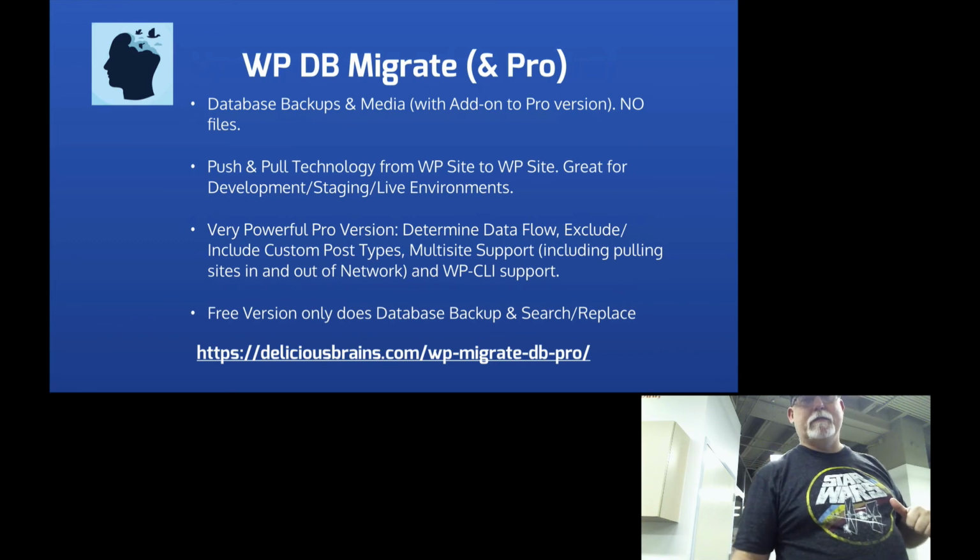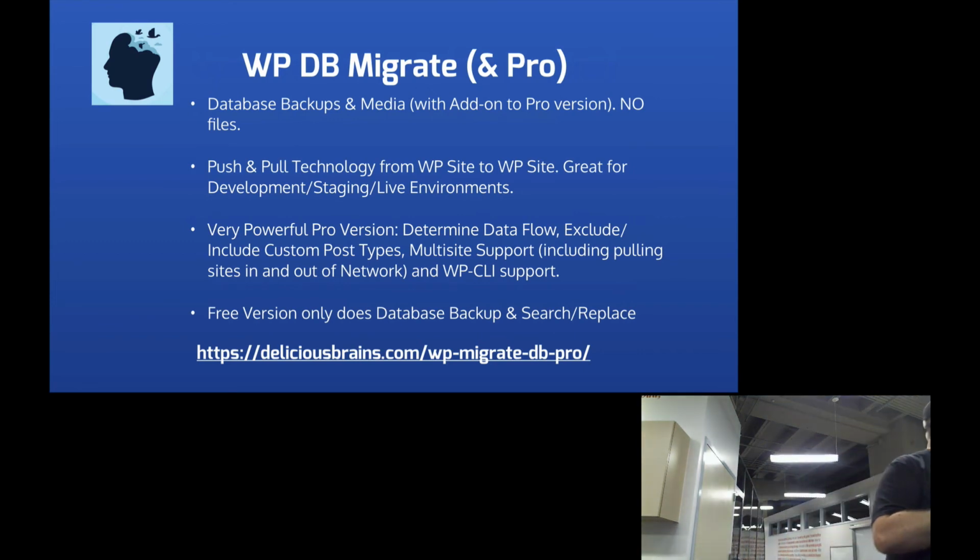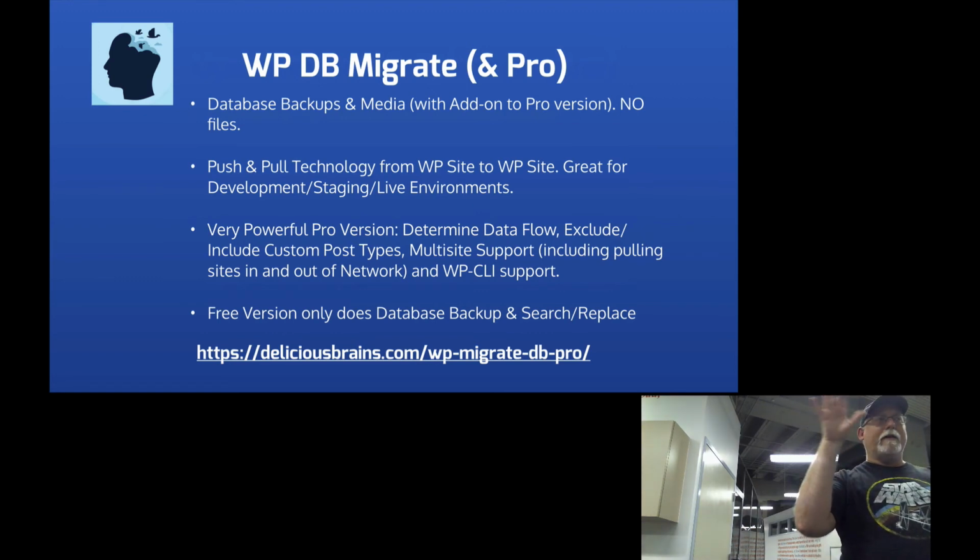WP DB Migrate Pro is the weird one in this picture. It does database backups and media with an add-on to the Pro version. It does absolutely no files. It's an interesting setup because I don't know how many of you have typically done it, but like most hosting companies, when you buy a hosting plan, they'll throw WordPress on there for you. They automatically do, typically. So one step of your little piece is out of the way right there.